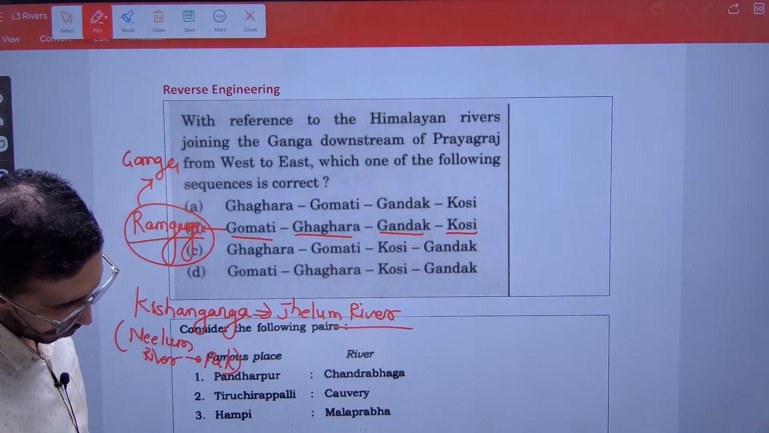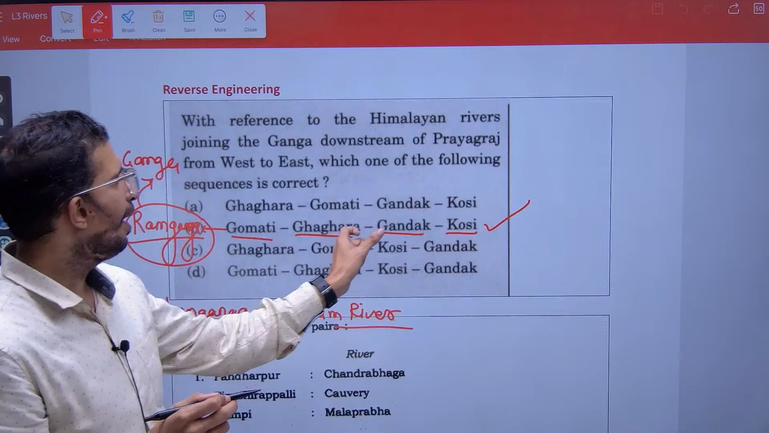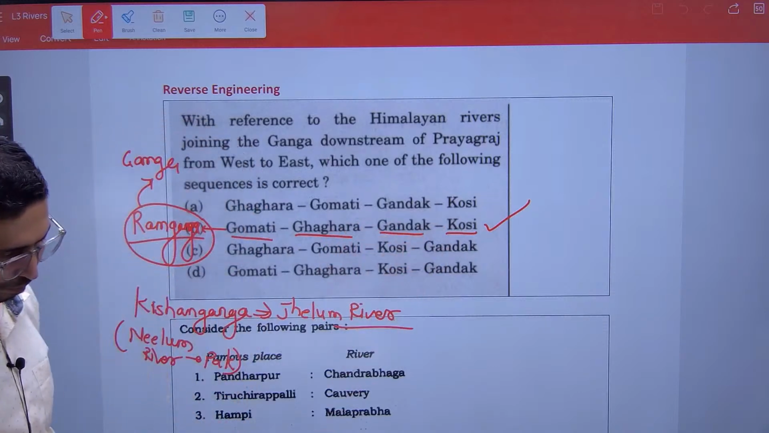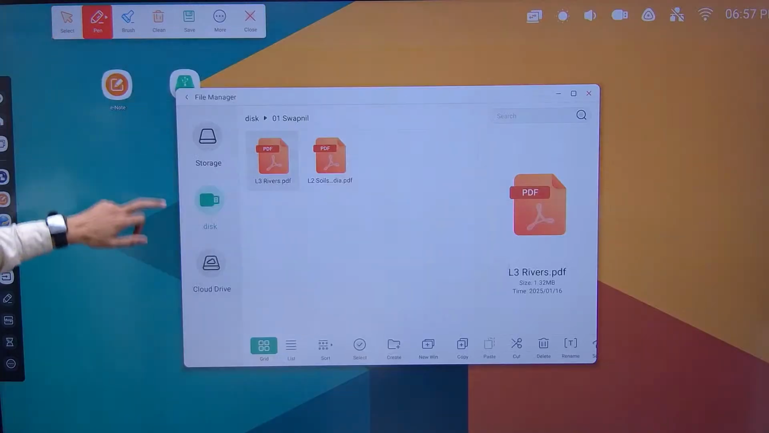Yes, good one. The B is a correct answer. Which one? The Gomati, Ghagra, Gandak and Kosi. Yes, the next.